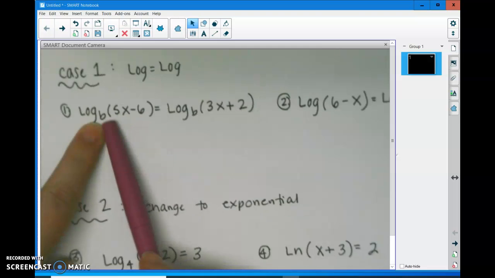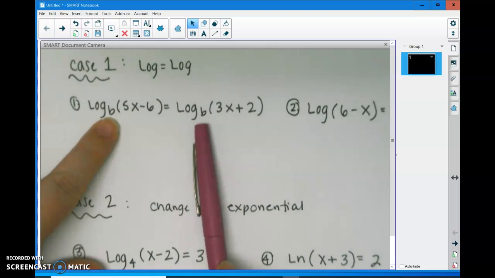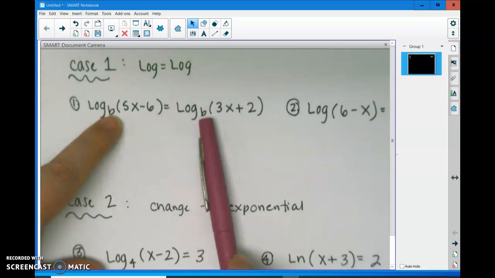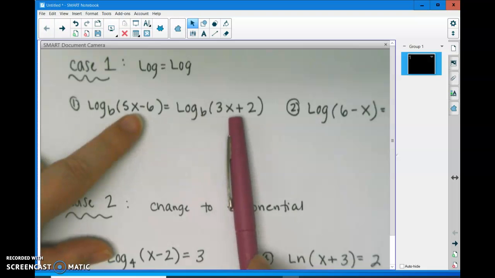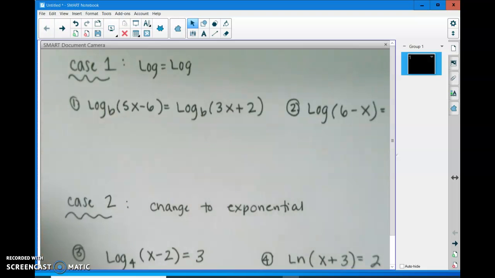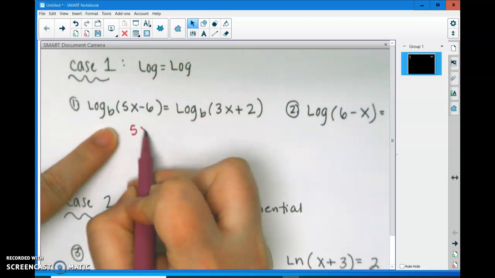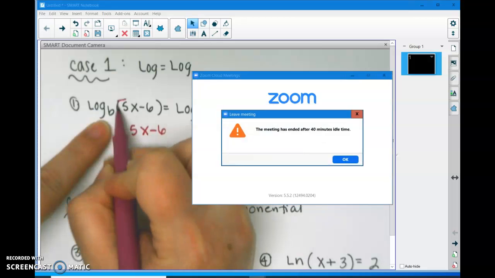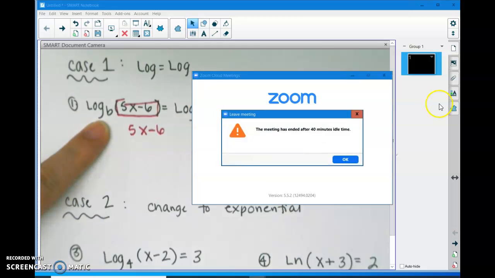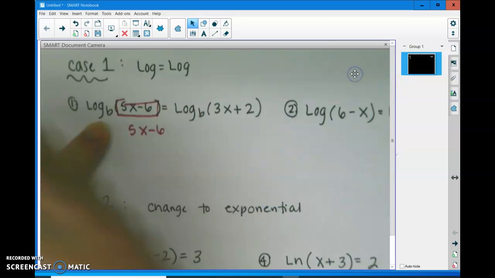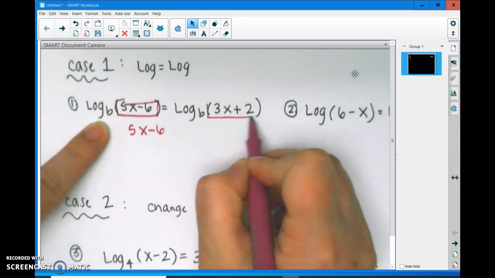So you see for this example, I just left the base as the letter B because it doesn't matter what the base is as long as it's the same. If it's the same base, the arguments are the same. Similar to the exponential equations, when the base is the same, the exponents were the same. Same concept. So this argument equals this argument.